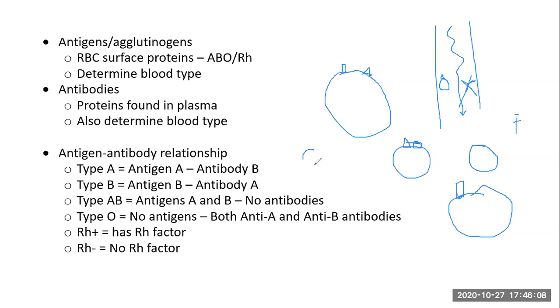Let's say if you have this red blood cell and you have some antigen A over here, and at the same time you have Rh factor over here, you are said to have A plus blood type. The plus in this case indicates you have the Rh factor.